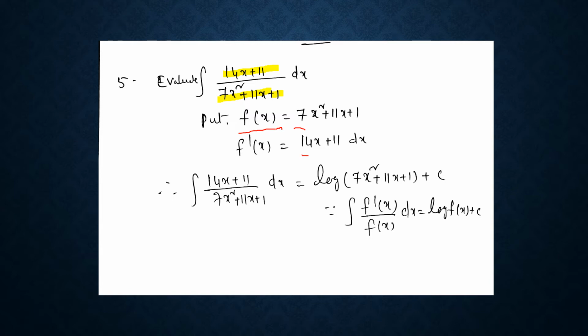So in the numerator it is present. So the given integrand is in the form of f dash x by f of x dx, which is equal to log f of x plus c, that is log of 7x squared plus 11x plus 1 plus c. So this is the answer.